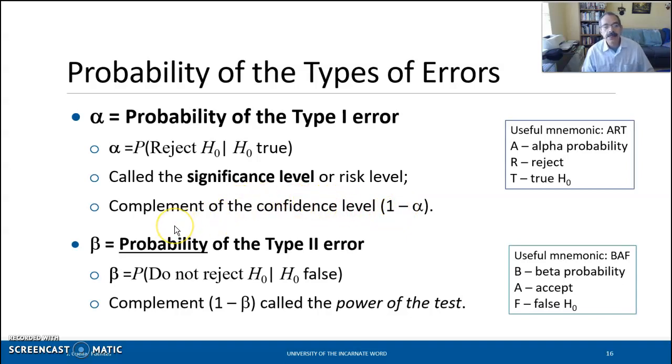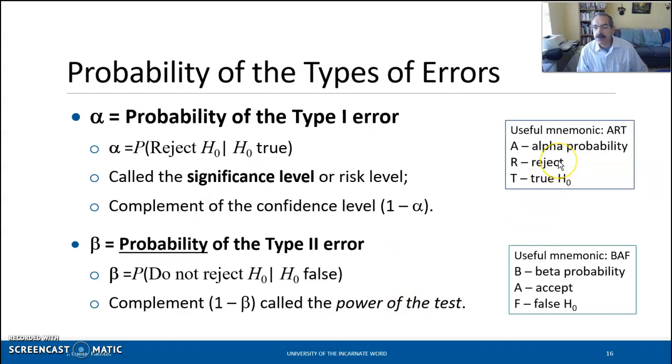Then beta is the probability of the type 2 error. So that's the probability of not rejecting the null hypothesis when the null hypothesis is false. And the complement, 1 minus beta, is the probability of not making the type 2 error, and that's called the power of the test. This criterion, the power of the test, is what is used to calculate sample size. Unfortunately, in our course, we will not go that far.